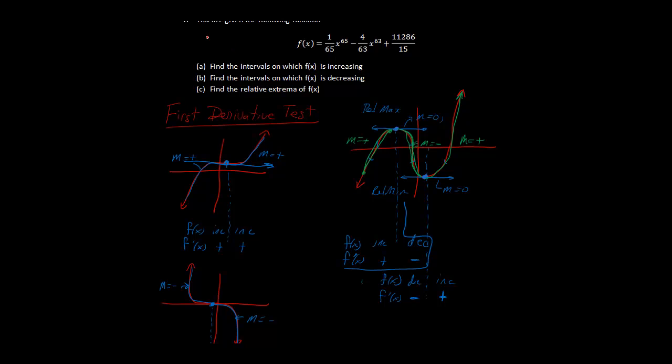First of all, when we look at this problem, we're going to be finding the intervals on which our function is increasing, the intervals on which our function is decreasing. If this function were increasing here, and decreasing from here to here, then we have to identify the relative extrema, any relative max or any relative min.